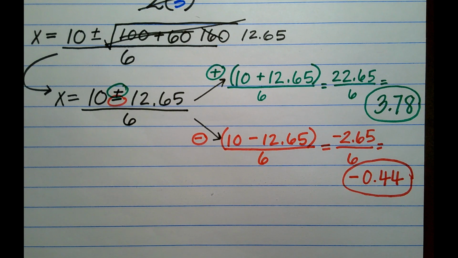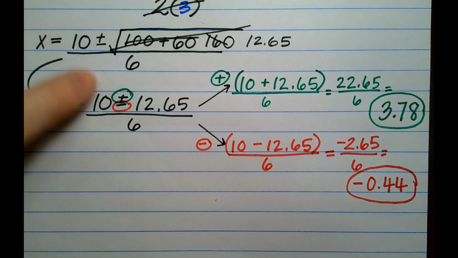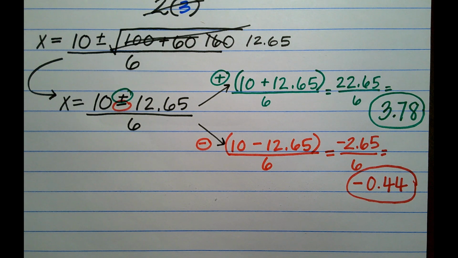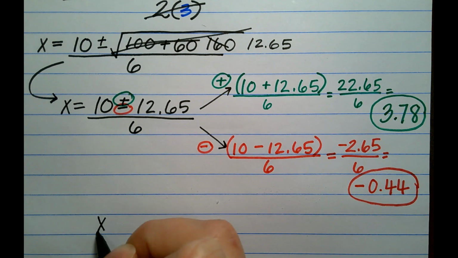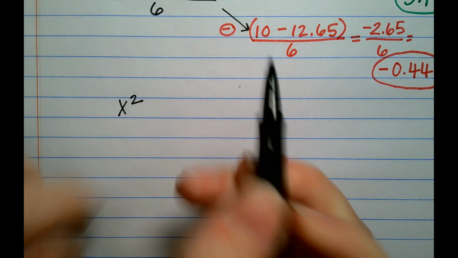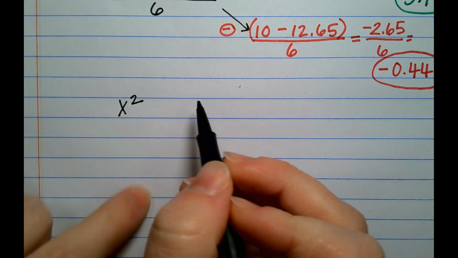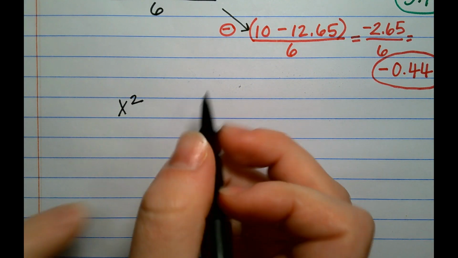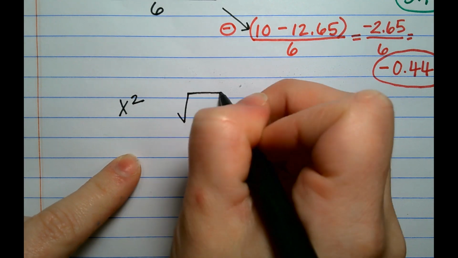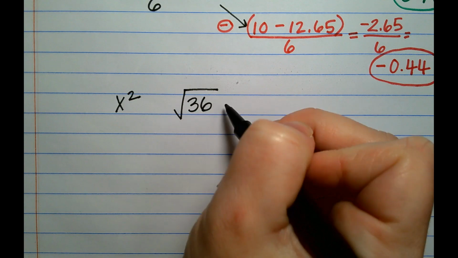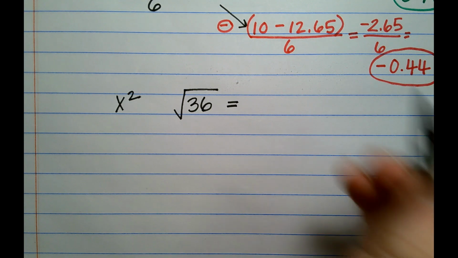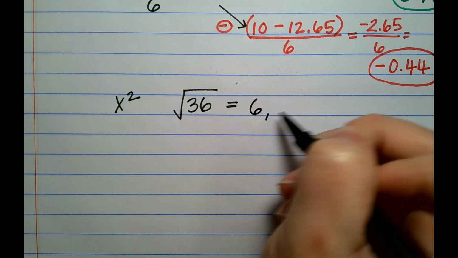What's the reason for the plus and the minus? Good question. The reason is because we're dealing with squared numbers, like we have an x squared as our leading term. When you find the square root of something, like the square root of 36, what number can I multiply by itself to get 36? 6. But couldn't you also do negative 6?